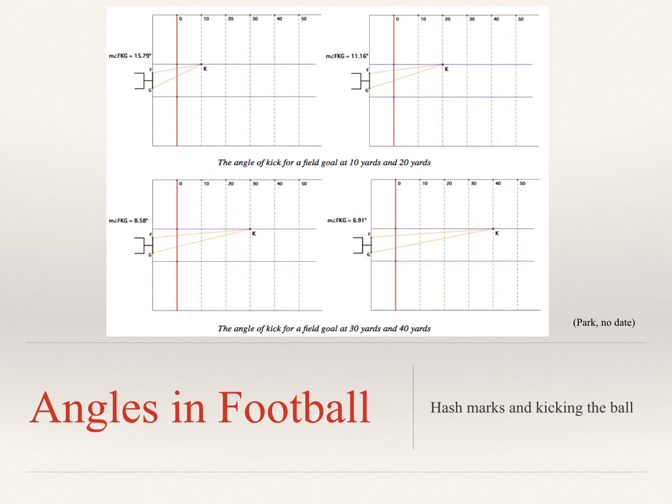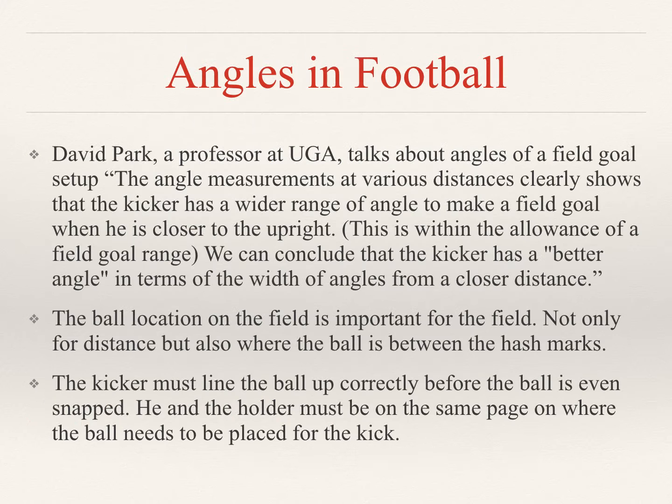Moving on to angles. Angles in football. There are two different angles that are very important: the hash marks and the kicking angle that the kicker takes on the ball. The first angle comes before the ball is even snapped. This is in the hash marks and when the kicker sets the ball up.